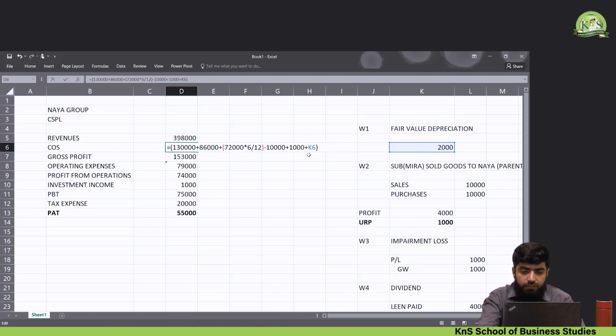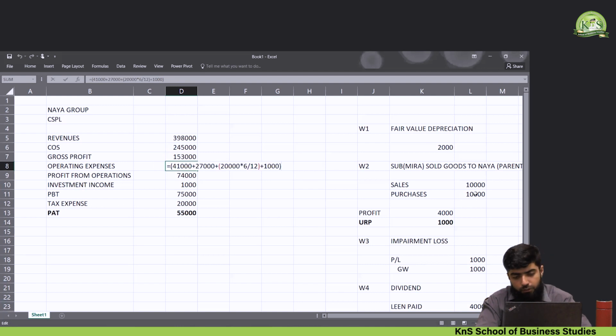Now that 1,000 was, I think, the URP. Yes, that was URP. It might be there's a possibility that I calculated an incorrect URP, unrealized profit, and subsequently got to know about it. So I do not need to update my income statement. This will automatically be updated. And that 10,000 was the intra purchases, so I just linked that cell. This would be a great advantage for you if you have made any error. So hopefully you will not panic in the paper, and the cells will automatically be updated.